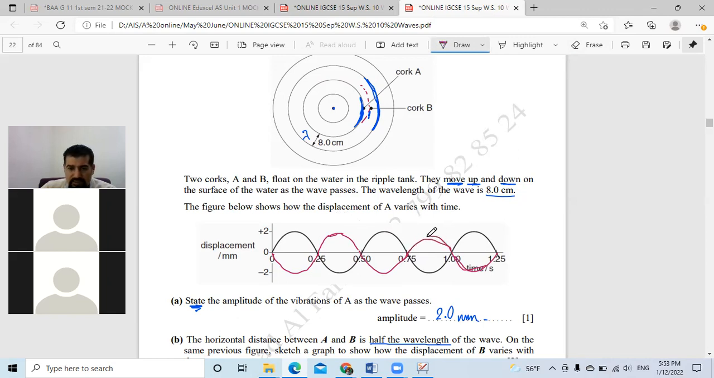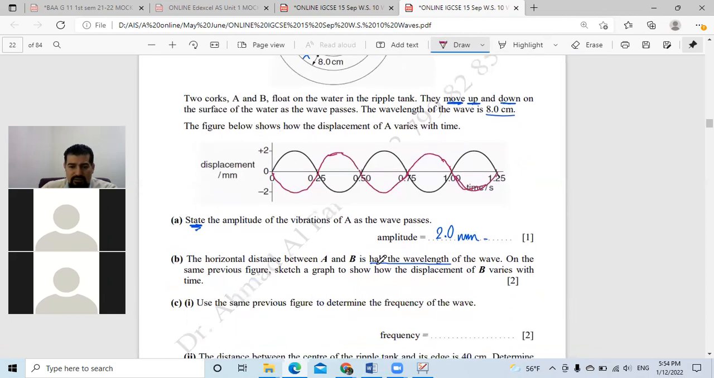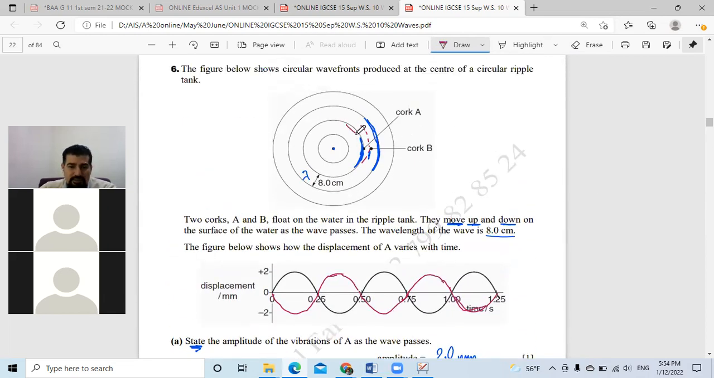Again, I will explain it again. Now, what did we do here? They tell us that the distance between A and B is half a wavelength. So that means if this line represents a crest and A is on it, and this other wavefront represents another crest, B will be where? In the middle, exactly in the middle. So if A is on the crest, on the top, B will be where? In the bottom.